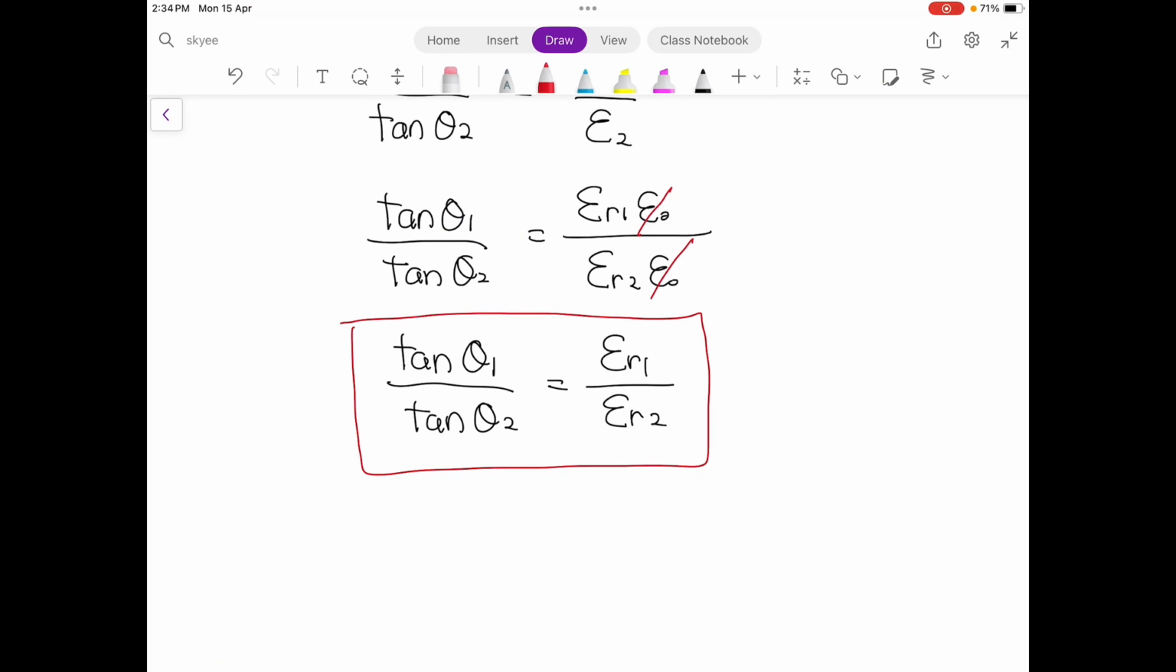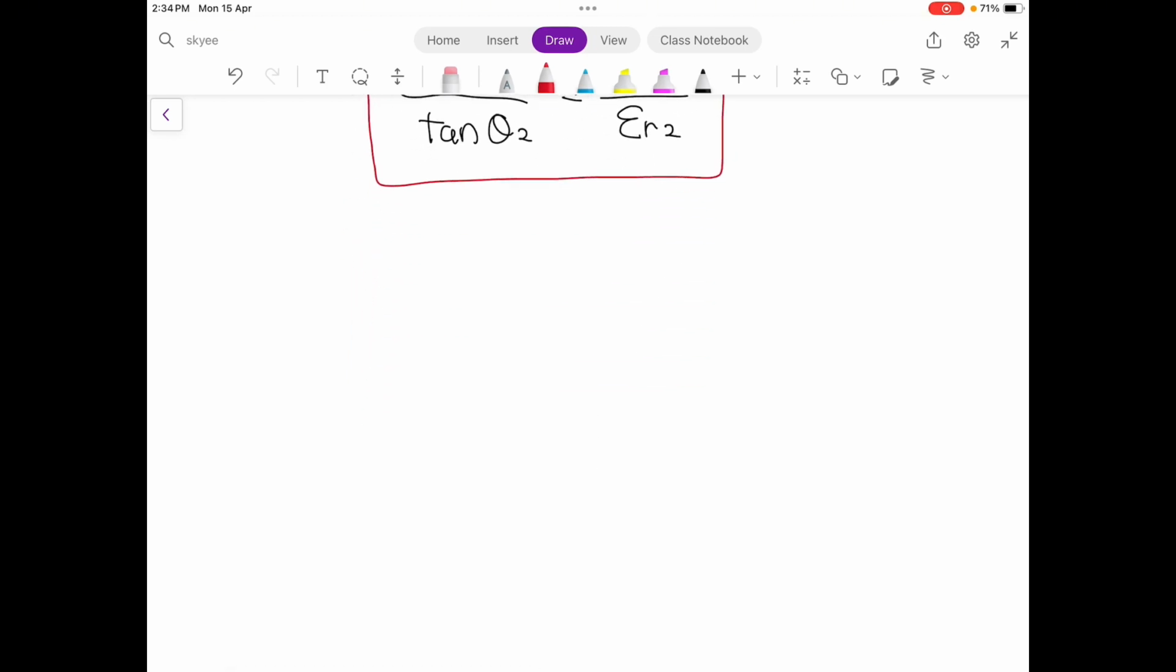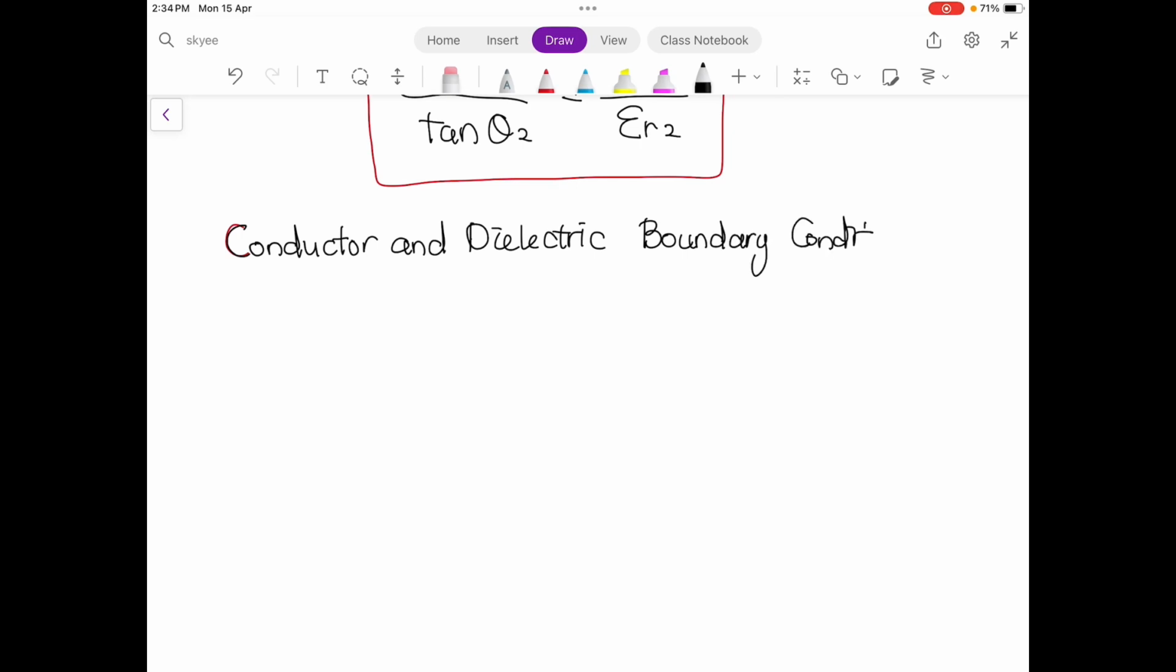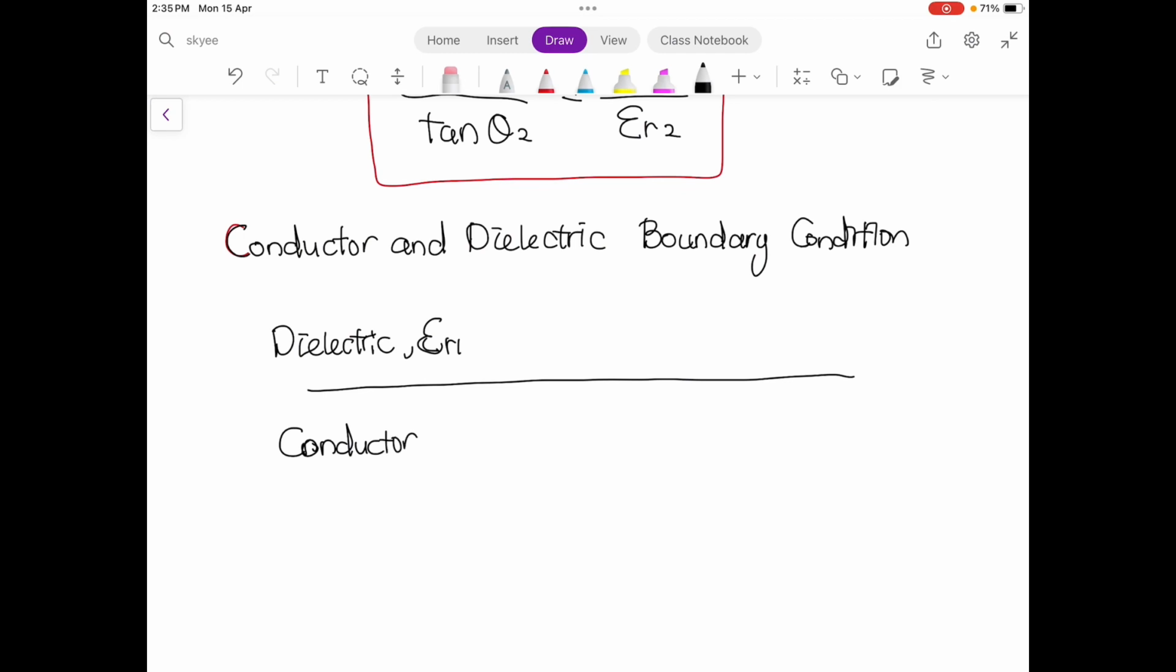Now we are just looking at the boundary conditions between dielectric and dielectric. What happens if one of the dielectrics is replaced by a conductor? So we look at the conductor and dielectric boundary conditions. This means that now you have medium 1, which is dielectric with epsilon 1, and your medium 2 is a conductor, which conducts electric currents. What will happen to their boundary conditions?